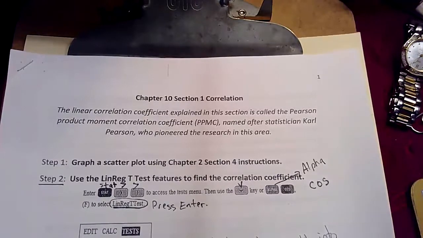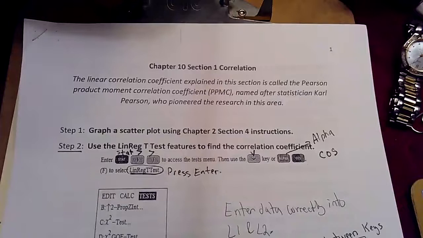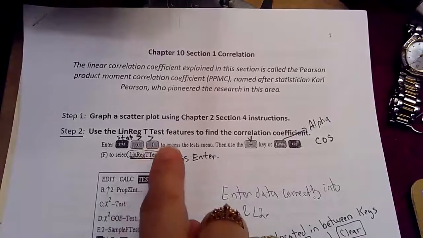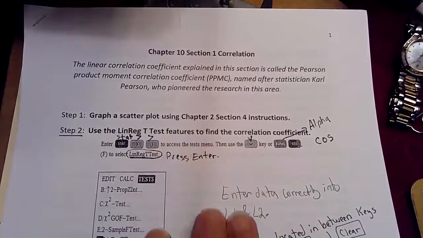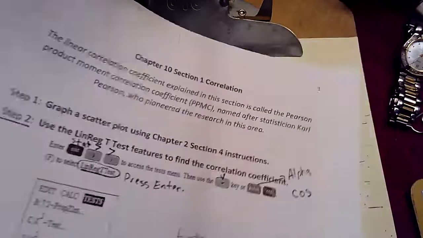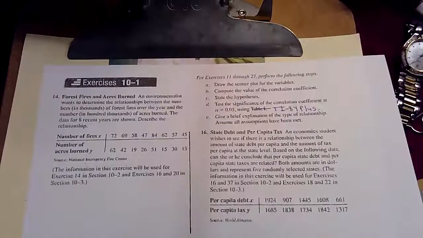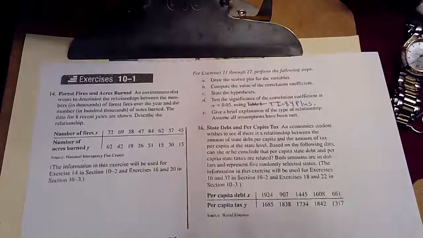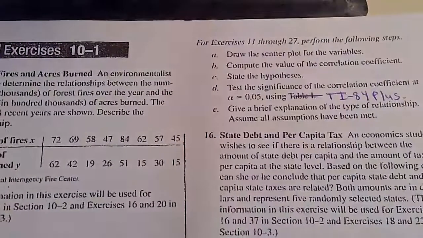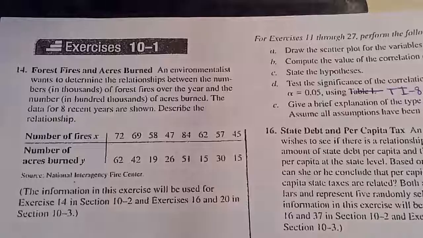So we're going to do that, and that way we can have some data X and Y in the L1 and L2 columns, and then we can use these keys, because we'll have data in it already. So let's actually do that. If I go to problem number 14, you see it says draw the scatter plot. Forest fires and acres burned.